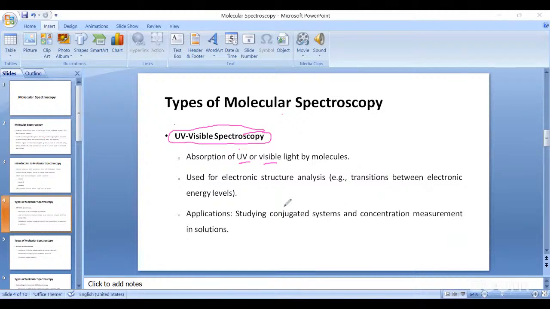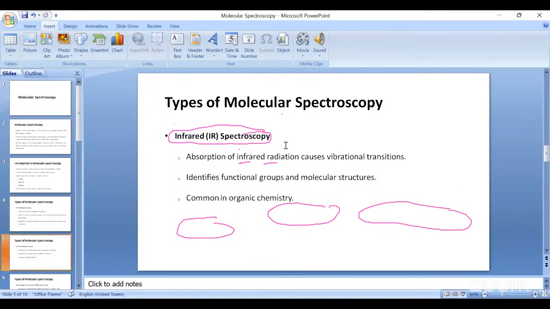If you see the application of UV visible spectroscopy, it is used for studying conjugated systems and concentration measurement in solutions. If you want to measure the concentration of a solution, you can use UV visible spectroscopy. The next type of spectroscopy we have is infrared spectroscopy. In infrared spectroscopy, you get the vibrational rotational spectra.